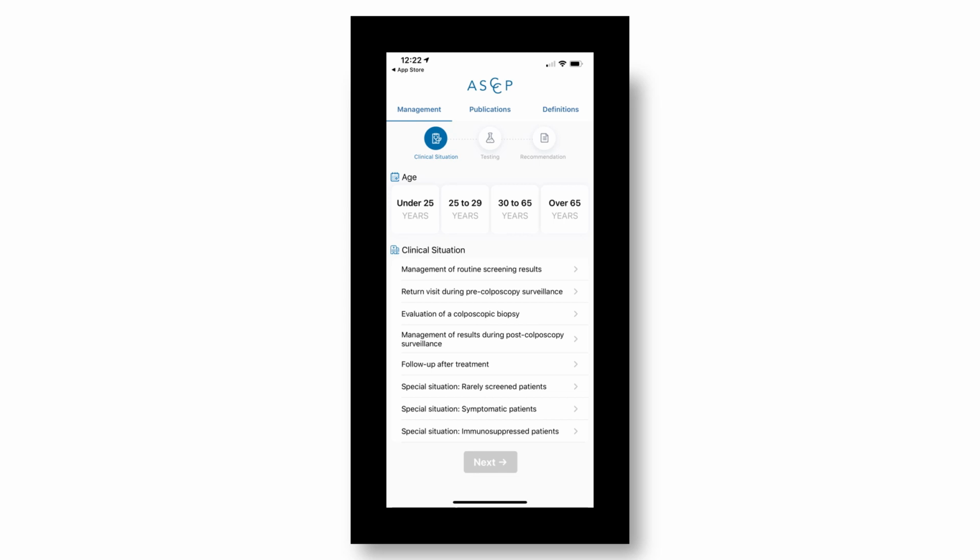So rarely screened patients, those are your patients who haven't been seen in 10 years, patients who are symptomatic, because again, if a patient is symptomatic, we're not really talking about screening at that point. And then the special situation of immunosuppressed patients. So again, talking about our patients with HIV, patients who are on immunosuppressive medications for transplant or other things along those lines. So just to have an understanding of what that looks like.